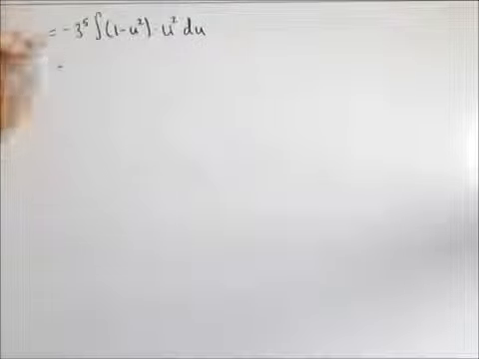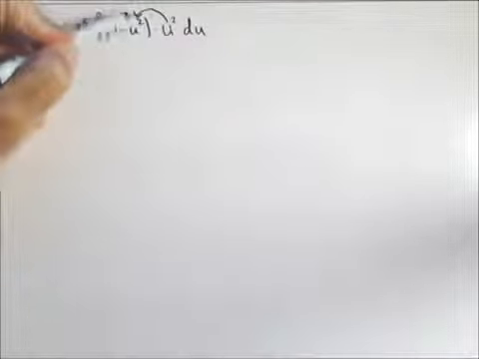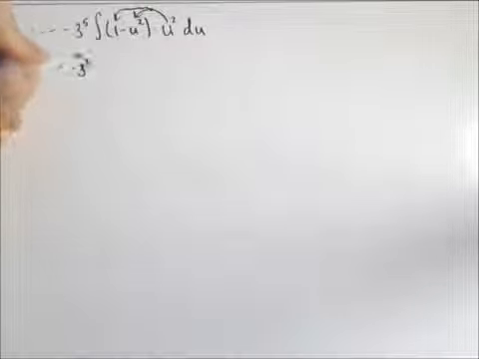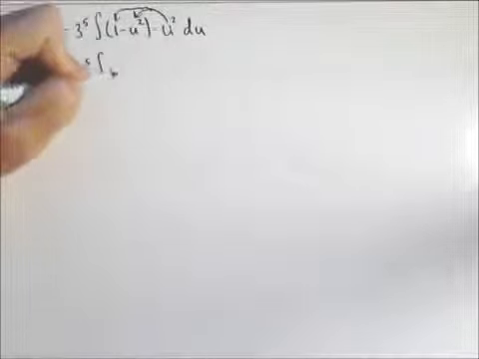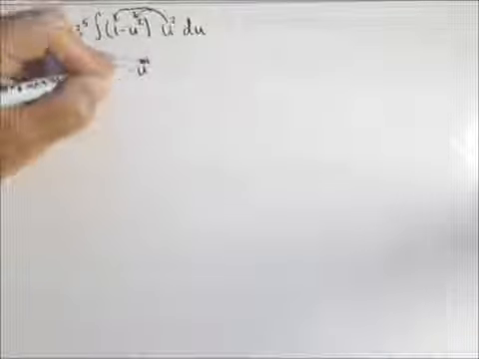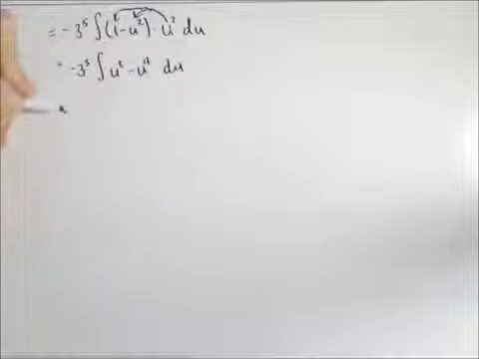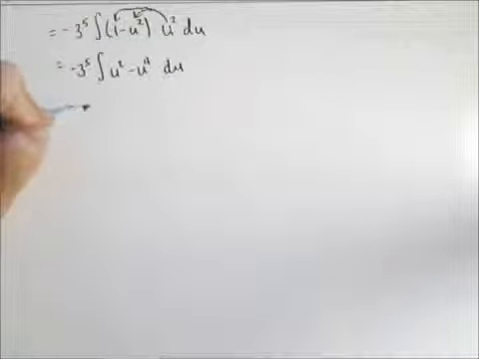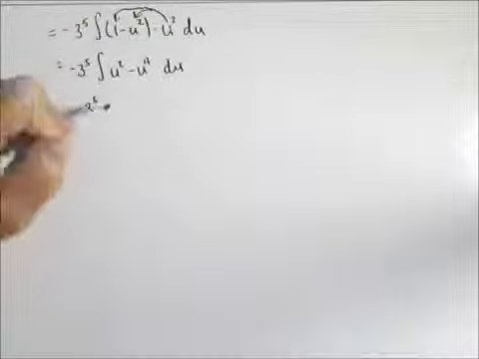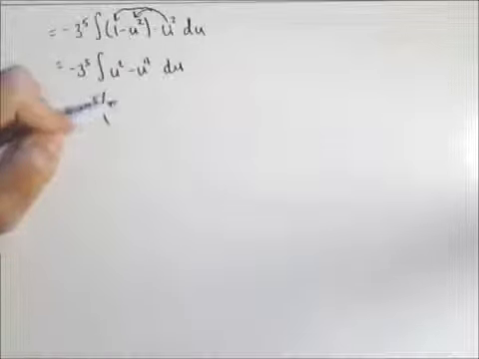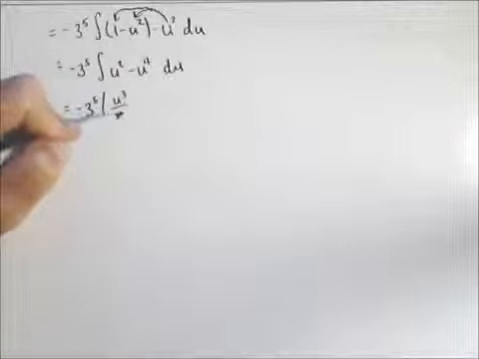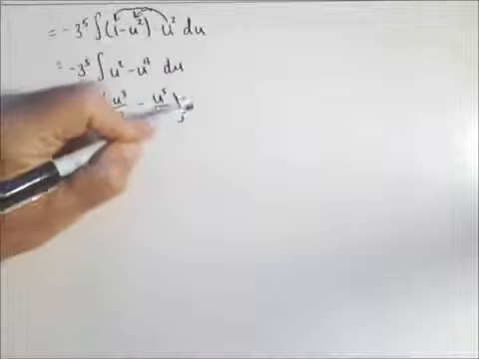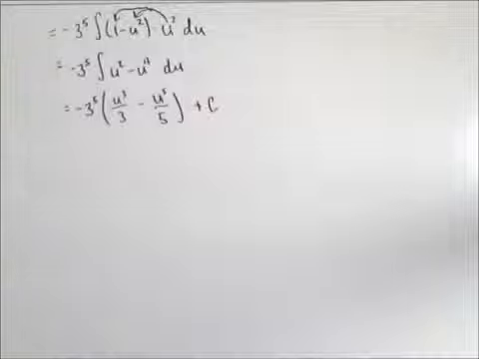Now, to solve this, we'll distribute the u squared. So we'll leave the constant out front, times the antiderivative of u squared minus u to the 4th du. So we have actually a pretty simple, relatively, antiderivative. So negative 3 to the 5th out front, this will be u cubed over 3 minus u to the 5th over 5 plus c.